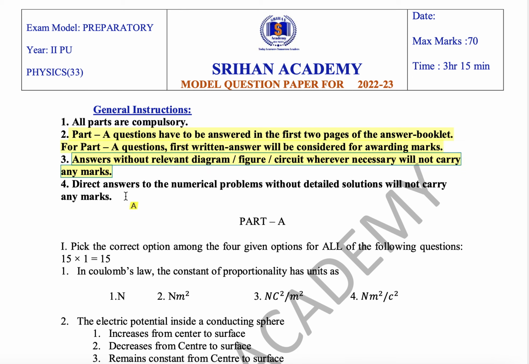And the next one: direct answers to numerical problems without a detailed solution will not carry any marks. Whenever you are solving numericals, first write the given data, then the formula, substitution, and the detailed calculation part. It is necessary, and for the final answer, units are also important. So these are the general instructions. Everybody has to follow them. You need to be aware of these general instructions first.